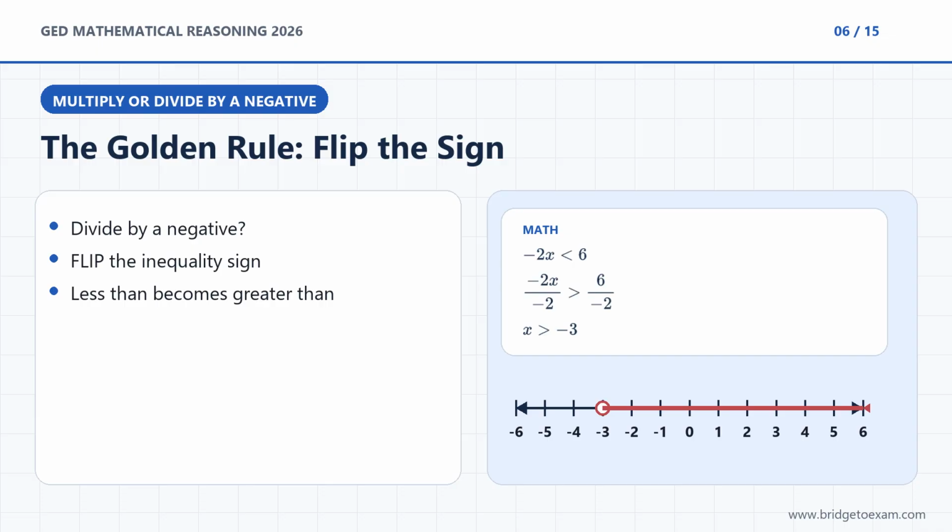Here's the one rule everyone must remember. When you multiply or divide both sides by a negative number, you must flip the inequality sign. Look at negative 2x is less than 6. Divide both sides by negative 2, and the less than becomes greater than. So x is greater than negative 3. Flip the sign every single time you divide by a negative.